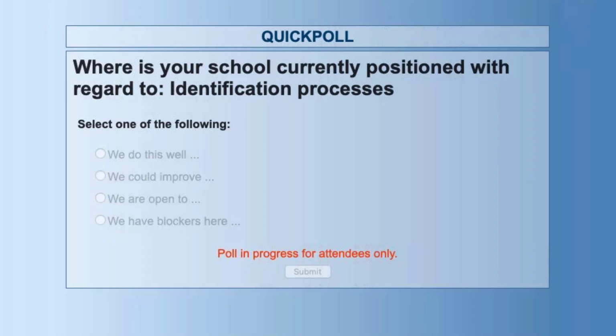So the next one is the identification process. So at your school, is this something that you do really well? Is it something that you could improve on? Are you thinking, we're actually open to some of the things that we've talked about, or we'd love to do all that, but we've got some blockers? Engage with that provocation.